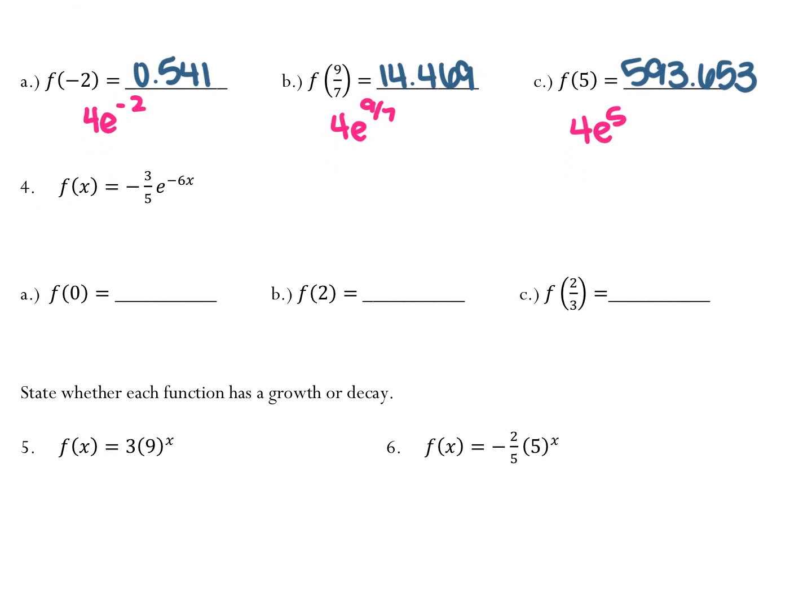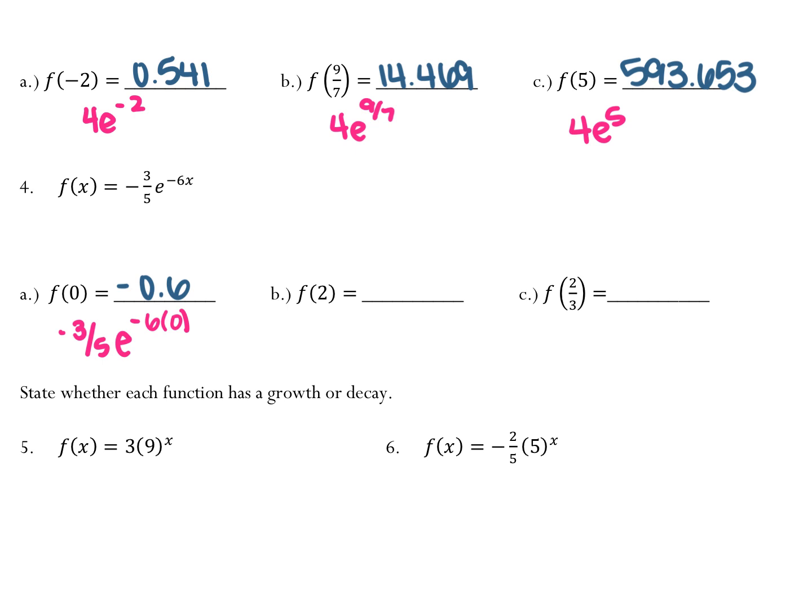For 4, you have f of x is equal to negative 3/5 times e to the power of negative 6x. For a, we're given f of 0, so that's going to be negative 3/5 times e to the power of negative 6 times 0. So plugging that into our calculator, that gives us negative 3/5 because e to the power of 0 is just 1, so that's just the negative 3/5. You can leave it as a decimal, or you can leave it as a fraction, or you can give it to me as a decimal, which would be just negative 0.6.